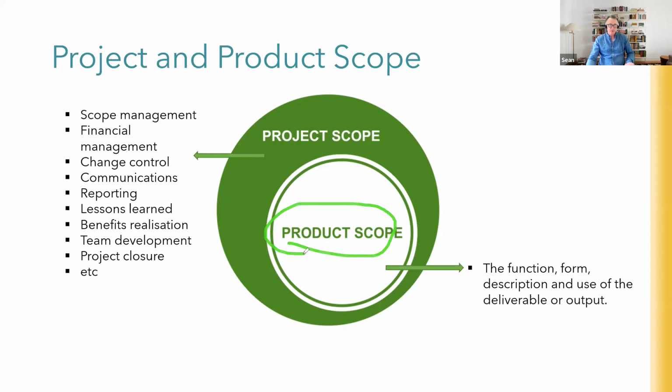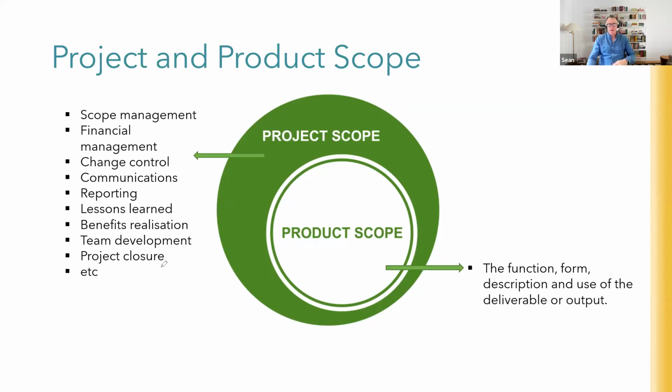So the product scope is the one you're all familiar with. This is the function, form, description, and use of the deliverable or output. This is the description of the thing that you're going to build, the technical aspects, anything else, the product scope. But what's really useful to get into the habit of doing is also defining the project scope, all the other work that a project manager and their team must do on the project, which is part of the work to be done. Things like scope management, financial management, budget management, controlling changes, project communications and stakeholder management, regular weekly reporting. What about collecting lessons learned, benefits realization or tracking? What about project closure activities?